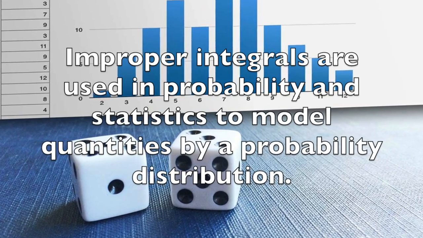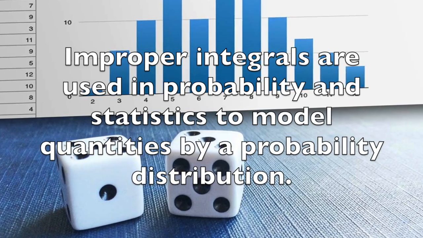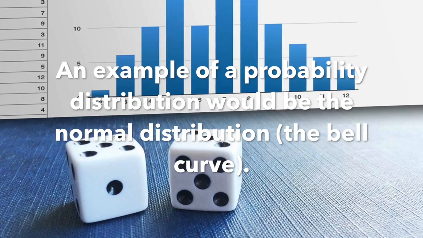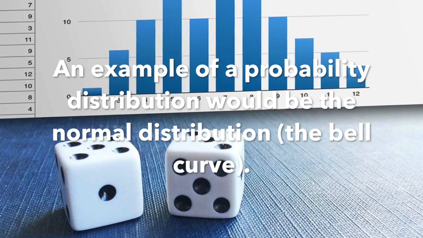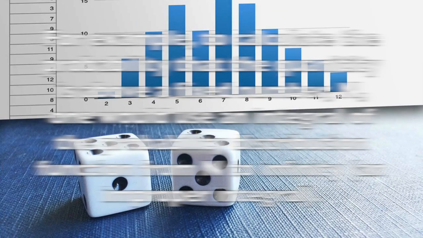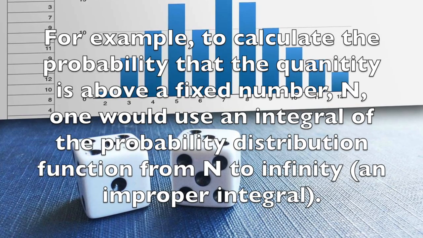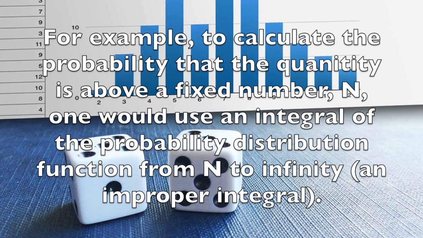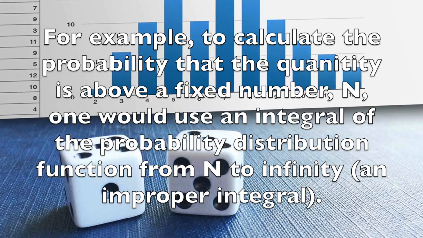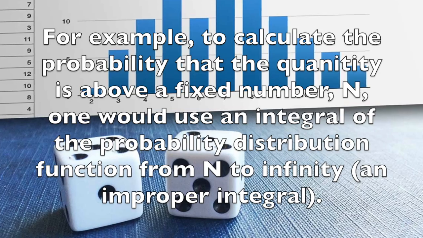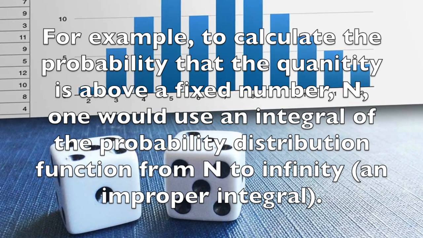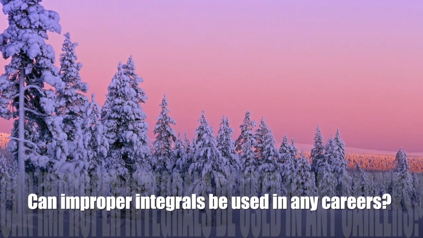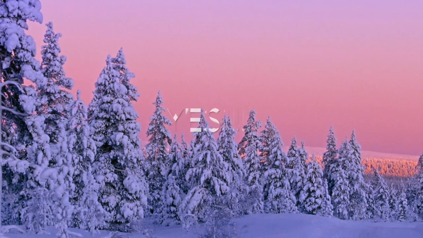Improper integrals are used in probability and statistics to model quantities by probability distribution. An example of a probability distribution would be the normal distribution, which is known as the bell curve. For example, to calculate the probability that the quantity is above a fixed number n, one would use an integral of the probability distribution function from n to infinity, which, as we know by the definition, is an improper integral. But moving along, you're probably wondering again, can improper integrals be used in any careers?